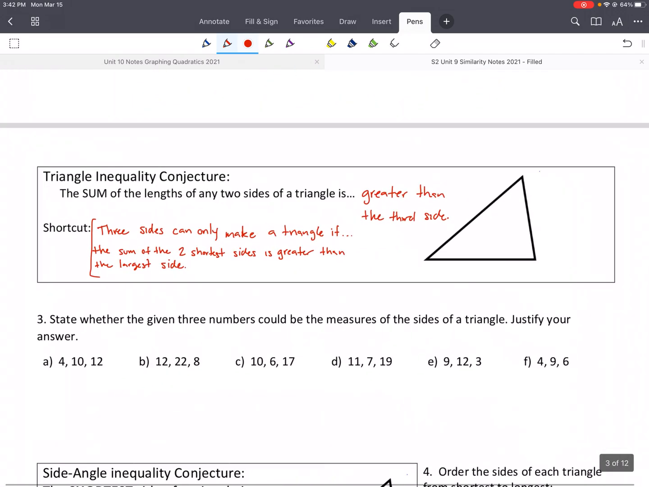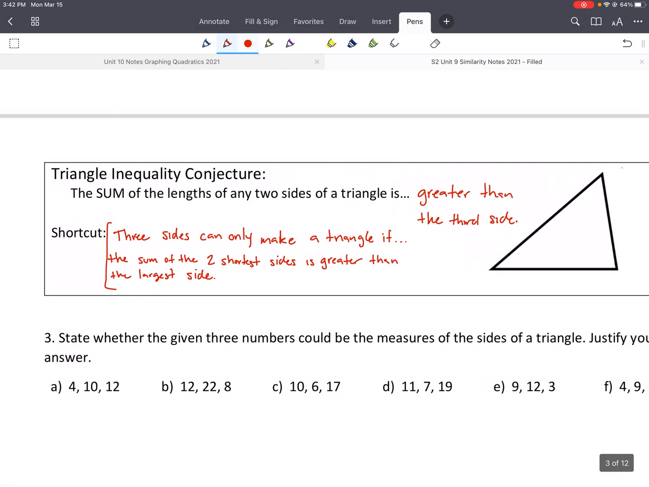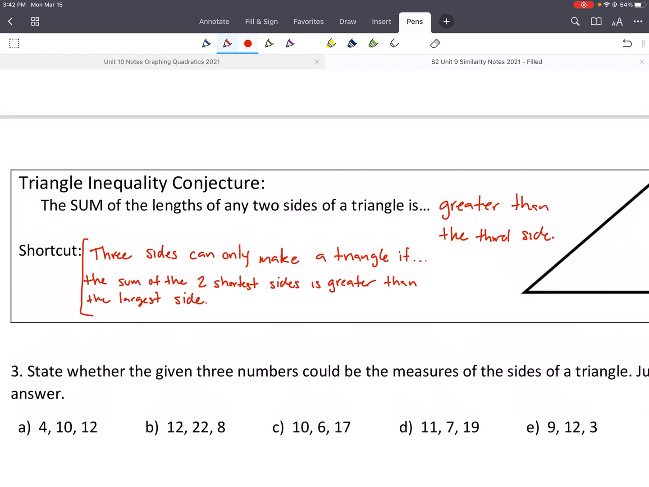Let's go talk about the triangle inequality conjecture. This basically says that if we add two sides of a triangle, it has to be greater than the third side. Okay, a shortcut for that, what we really need to do is add the two smallest sides, and that has to be greater than the third side.